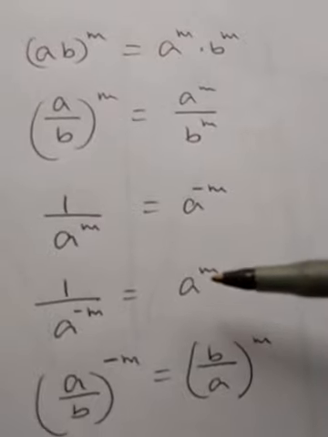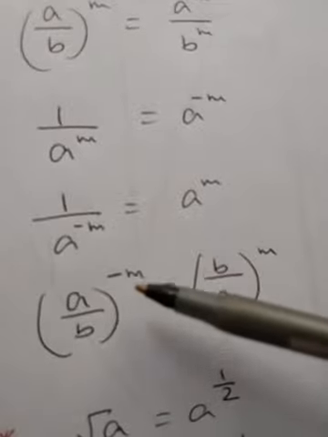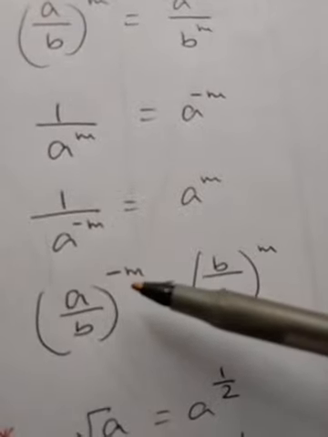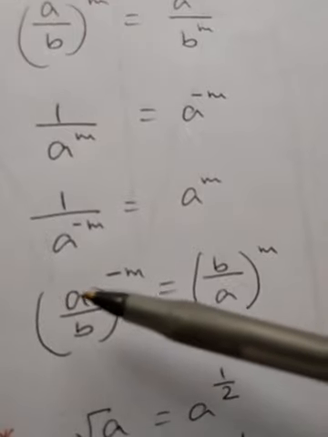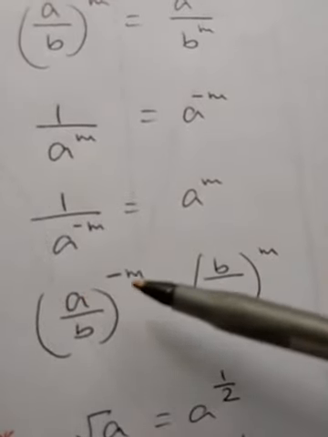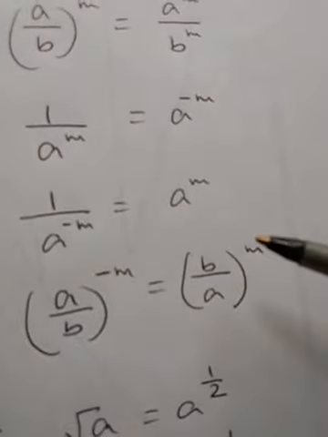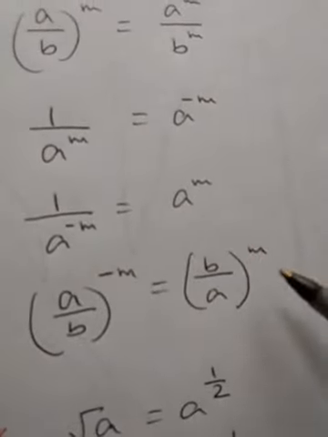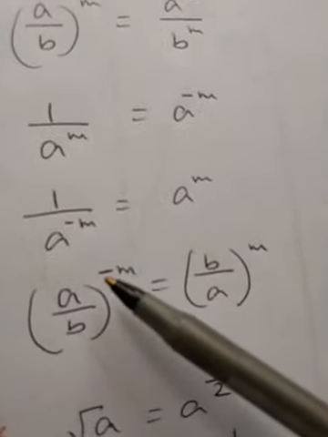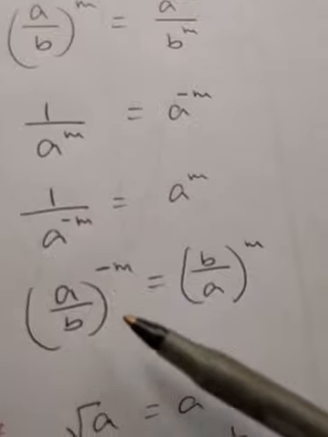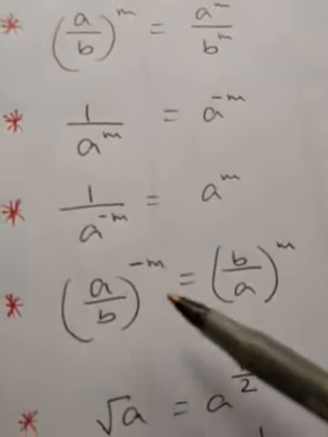Then, using the same, (a by b) whole to the power minus m: if we write the reciprocal, b will come up and a will come down, and the negative exponent will become positive. Reversely, if we go from here to here, again the exponent sign will change. So these are a few of the properties.